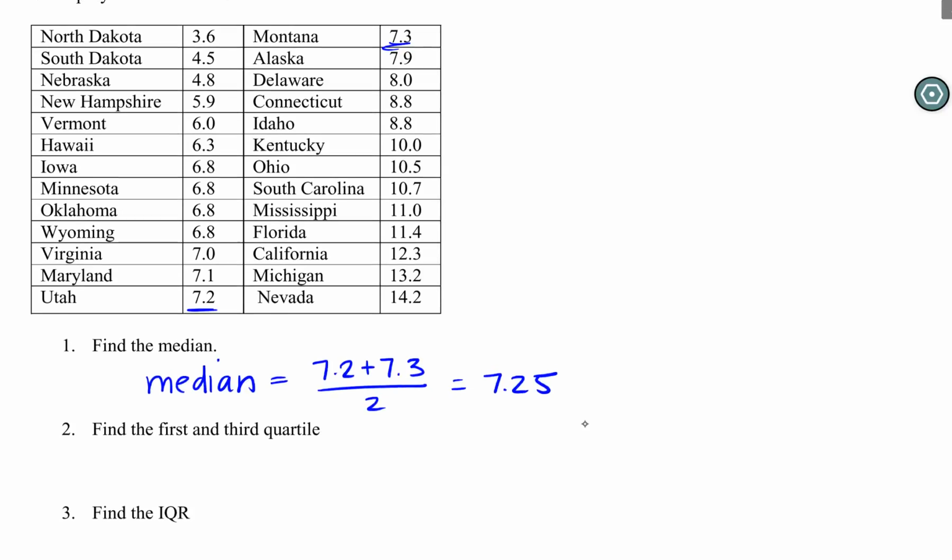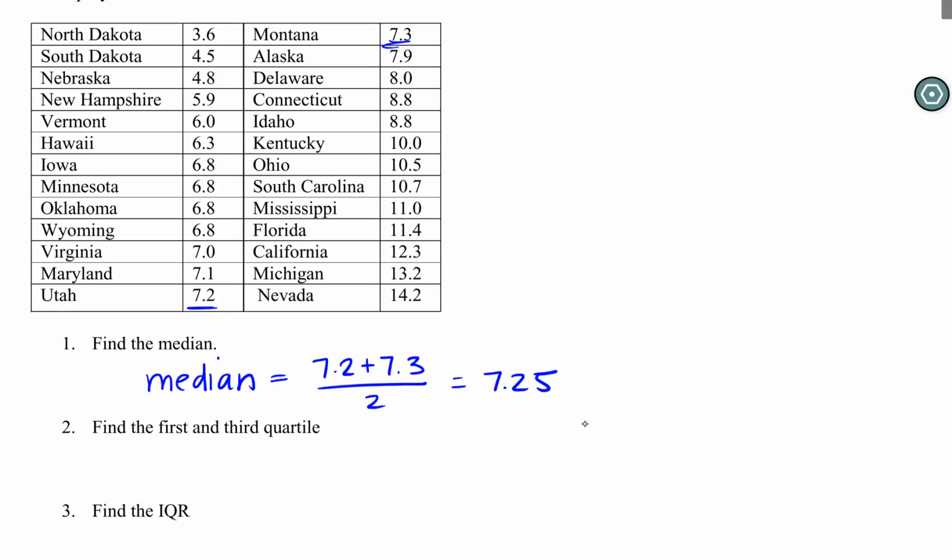Our first and third quartiles, well, again, it's divided in half already. So all we need to do is figure out where the middle of each half is. And I'll just count it off. 1, 2, 3, 4, 5, 6, 7, 8, 9, 10, 11, 12, 13 things in each half, which means I'm looking for the 7th. So 1, 2, 3, 4, 5, 6, 7. There's our middle number, Iowa and Ohio.